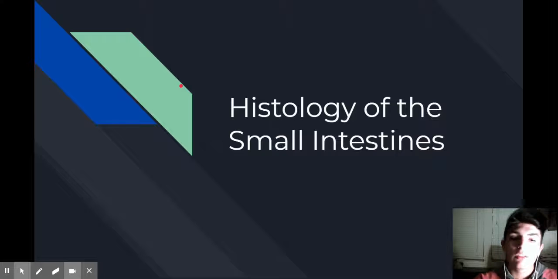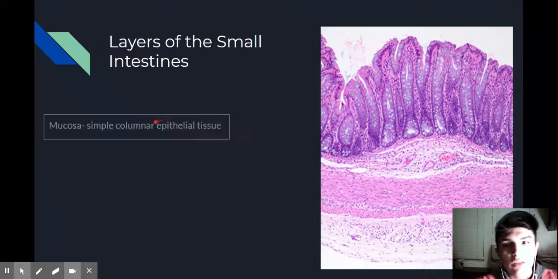Okay, so this is the histology of the small intestines, and we're just going to jump right into it. So these are the layers of the small intestines. We have the mucosa, which are just simple columnar epithelial tissues, and that's what you're seeing right here.